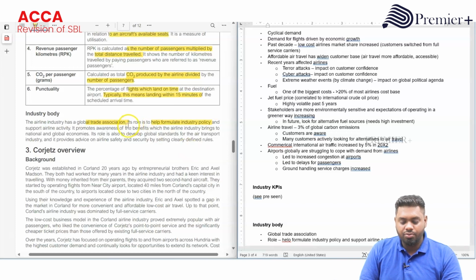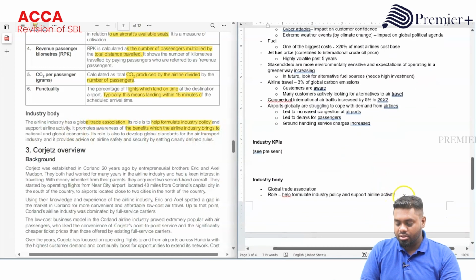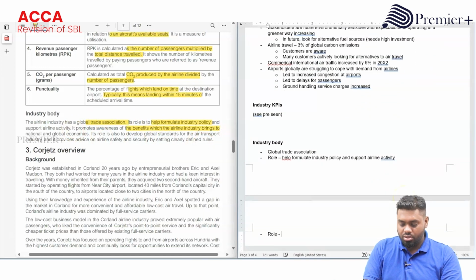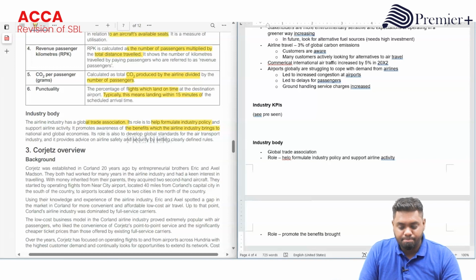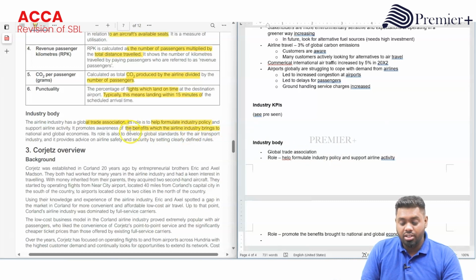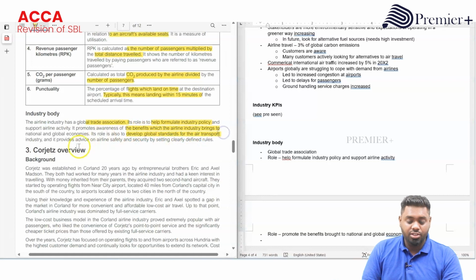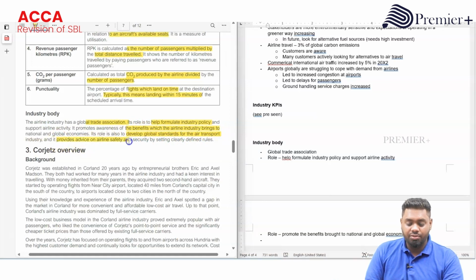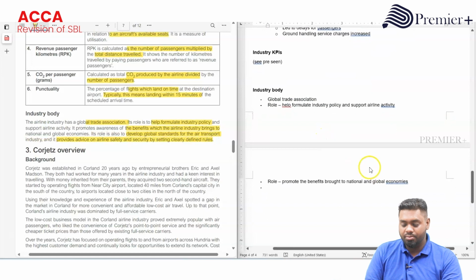It promotes awareness of the benefits which the airline industry brings to national and global economies. Its role is also to develop global standards for the air transport industry, and it provides advice on airline safety and security by setting clearly defined rules.